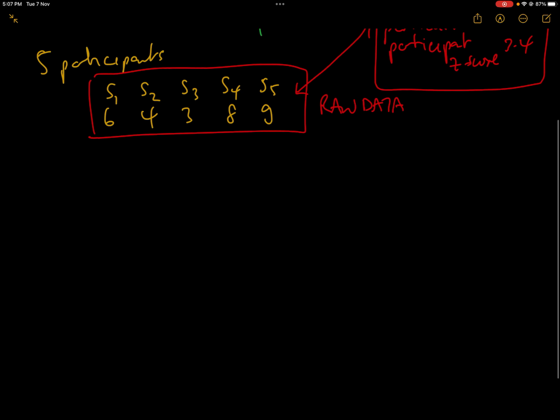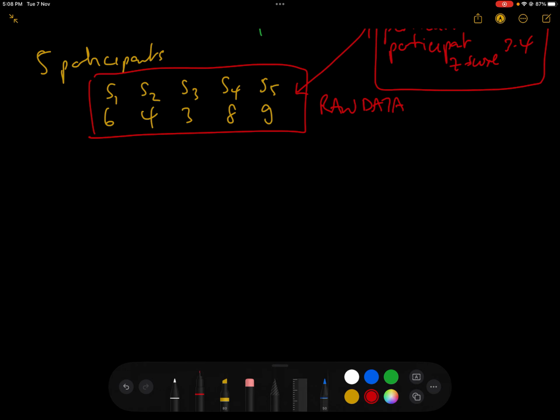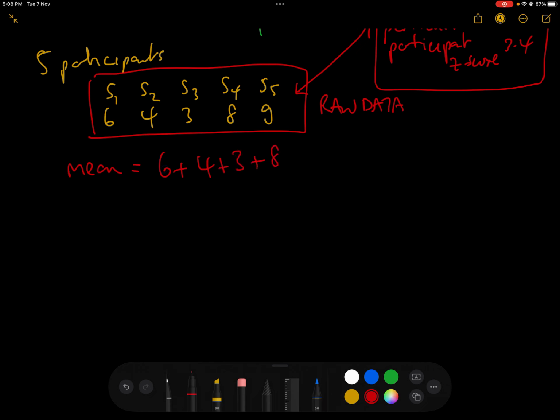Now, the first thing that we do with our data is we find the mean. Most people are pretty comfortable with the concept of a mean. All the mean is basically that we add up all of the raw data: 6, add 4, add 3, add 8, add 9, and then we divide it by the number of participants, which gives us 30 over 5, which equals 6. So the mean is 6.